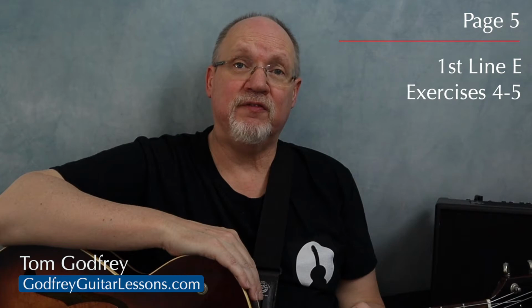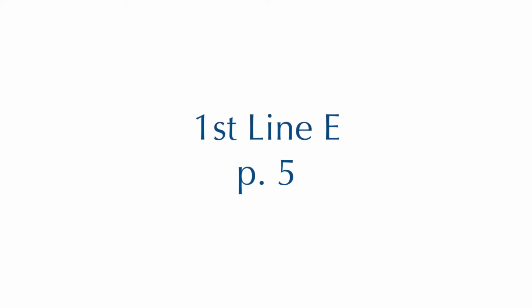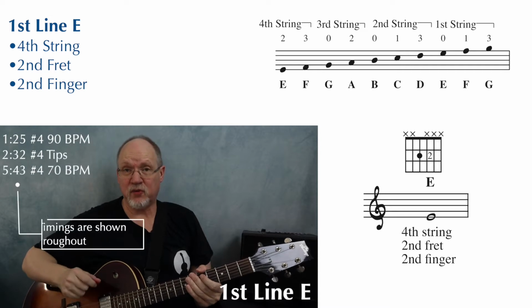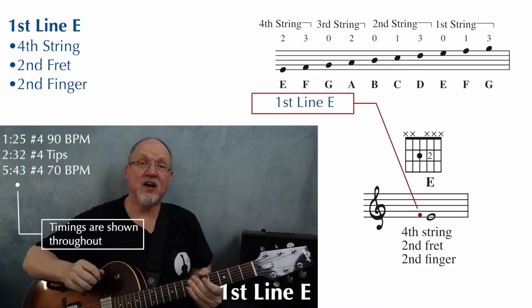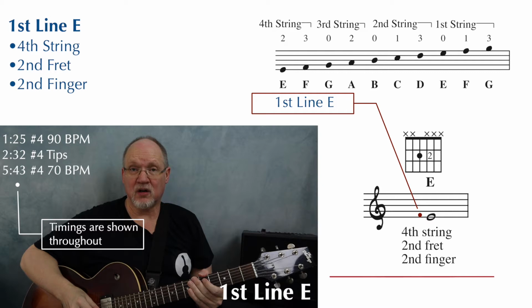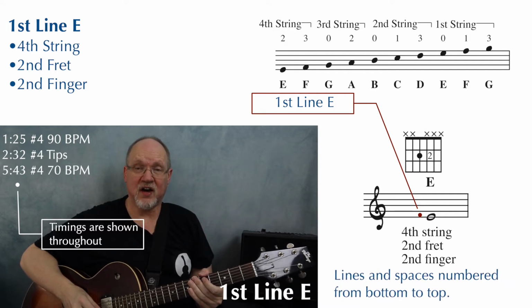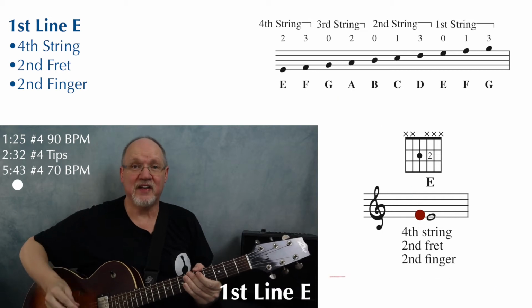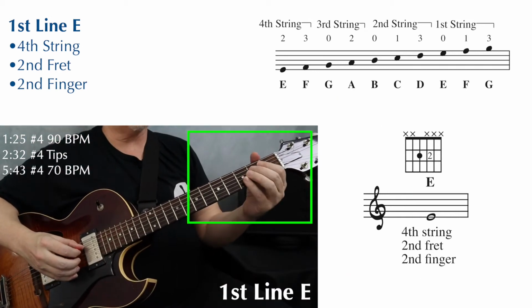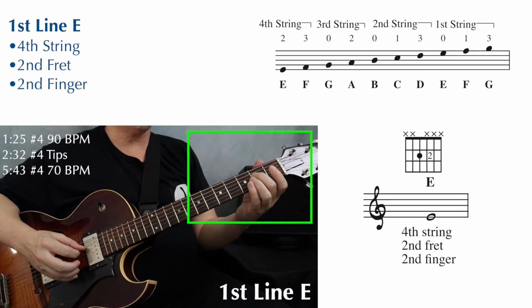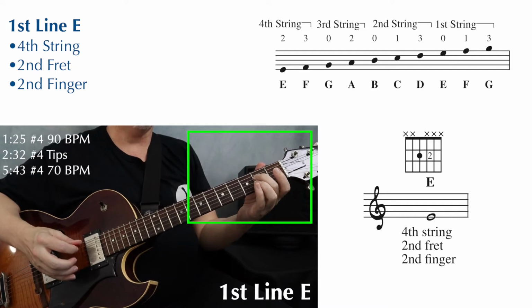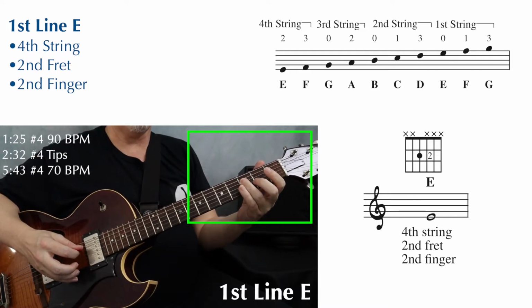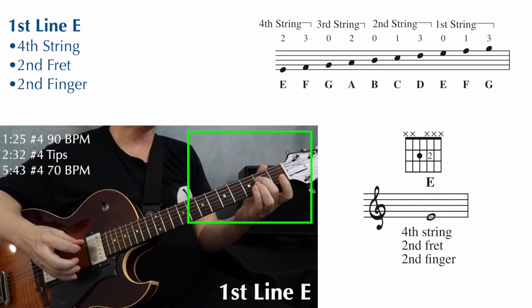We're on page 5, and in this lesson I'm going to show you the first line E. At the top of page 5, we have a new note. This is the first line E. Remember, we number our lines and spaces from bottom to top, and that E is the first line on the bottom, so first line E. You play it on the 4th string, 2nd fret, 2nd finger. It's right next to the F you learned in the lesson before.